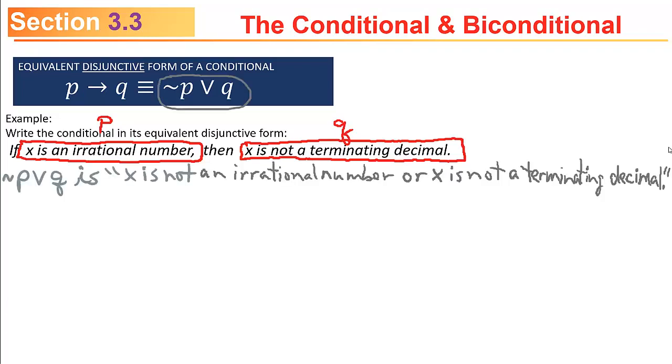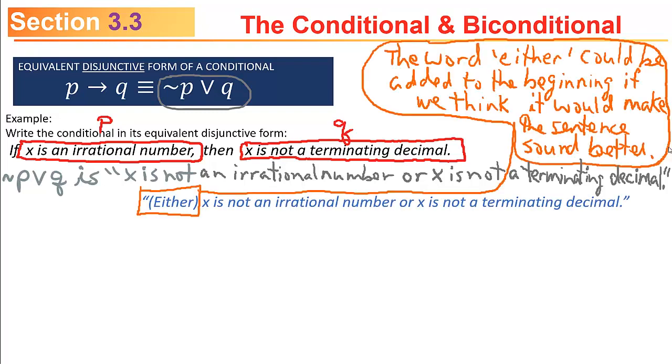So you want to take that and turn it into the right-hand side of the equation, which says not P, x is not an irrational number, then the disjunction, which is the or, and then the Q, which is x is not a terminating decimal. So you put not P ORed with Q, and you get the statement: x is not an irrational number or x is not a terminating decimal. Simple enough.